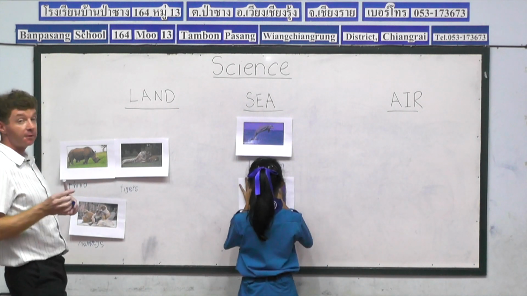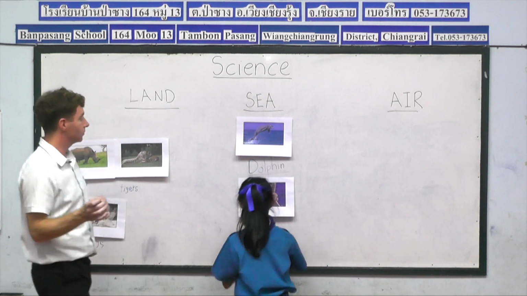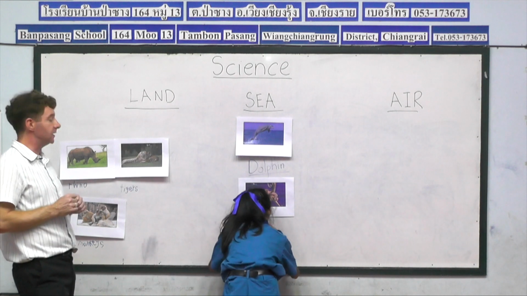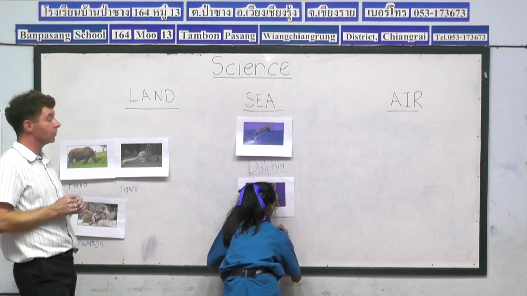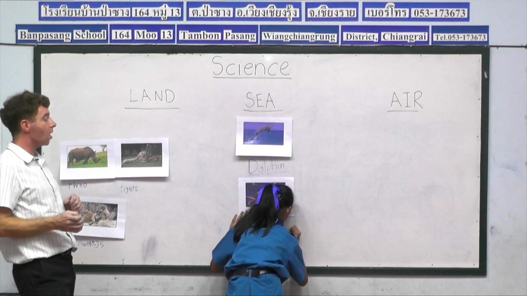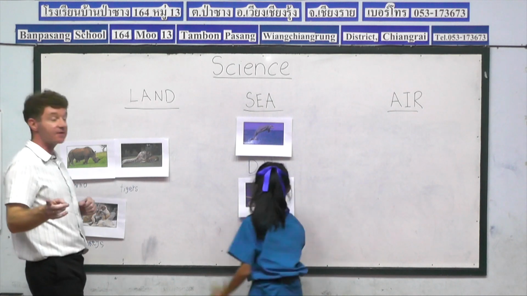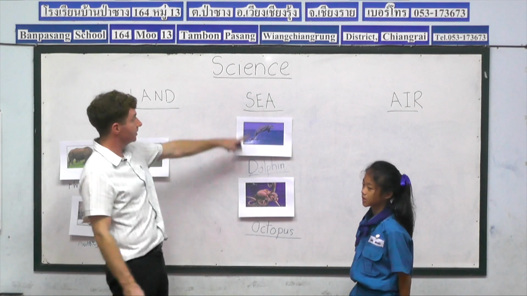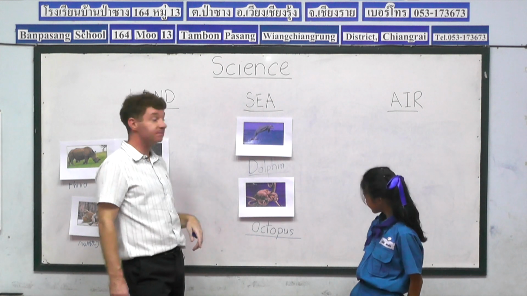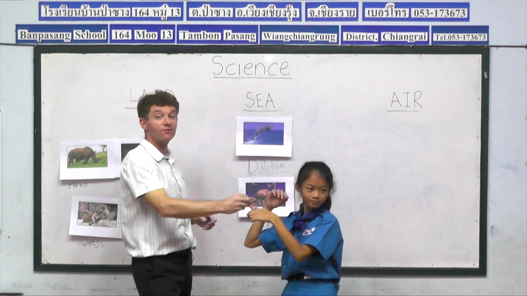And now we'll help Dan to write octopus. O-C-T-O-P-U-S. Octopus. Excellent. So all together, guys, octopus, sea animal, because it lives in the sea. Dan, that was excellent. High five. Big round of applause for Dan, please, guys.